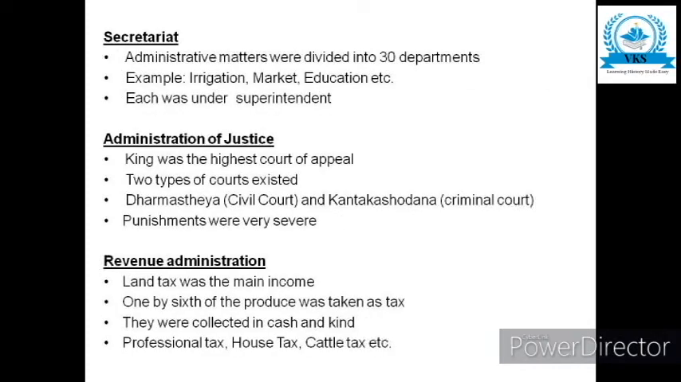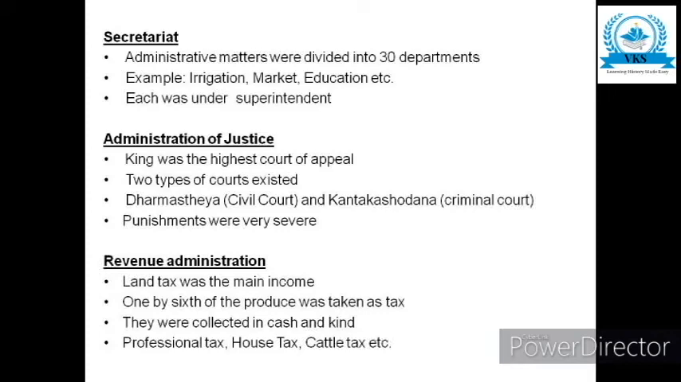The next subheading is Secretariat. The administrative matters were divided into 30 departments. Example, irrigation department, market department, education department, etc. And each department was under a superintendent. So first was king, then Mantri Parishad, next one is secretariat. In secretariat, the administrative matters were divided into 30 departments, each under a superintendent.